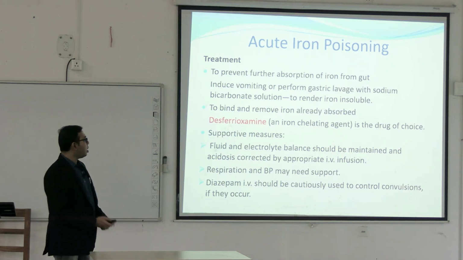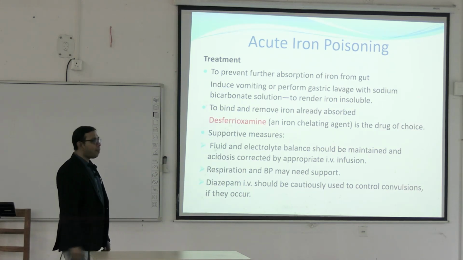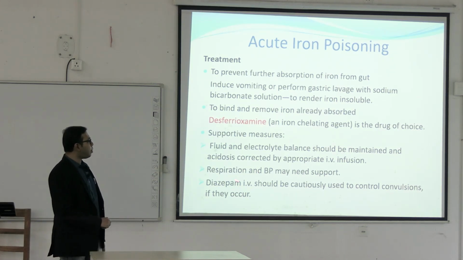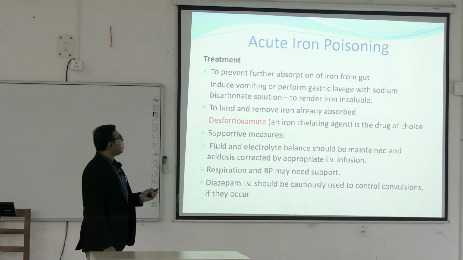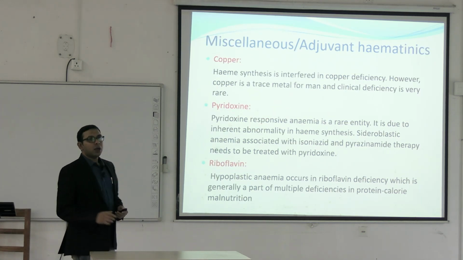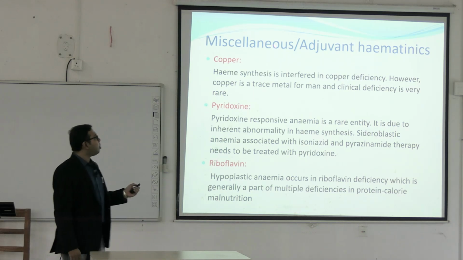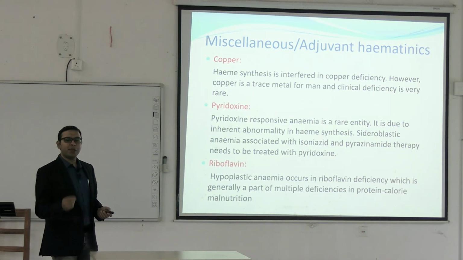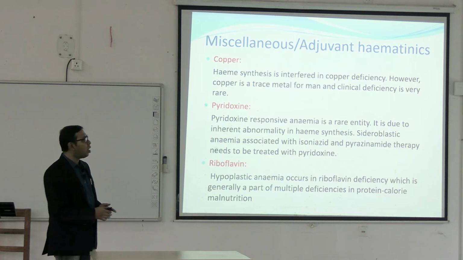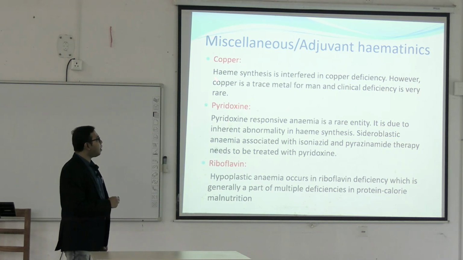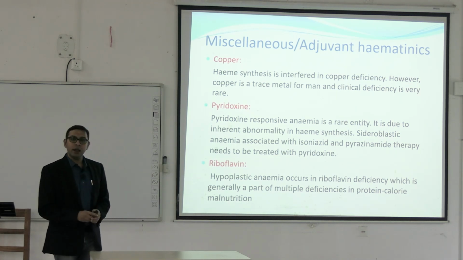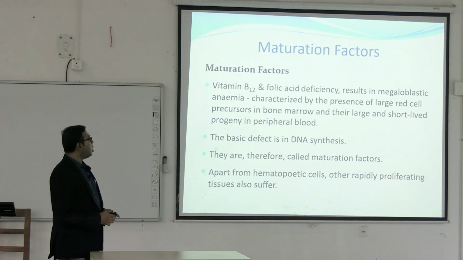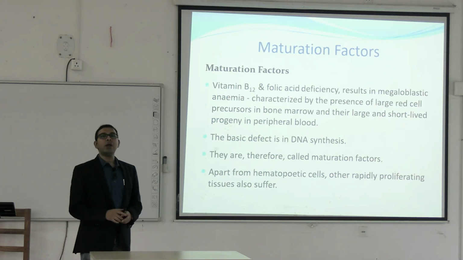So this is clear. Apart from this, fluid and electrolyte balance should be maintained, with respiration and blood pressure support, and diazepam IV, etc. to be given. So this is the acute iron poisoning. Apart from iron, there are some adjuvant hematinics like copper, pyridoxine and riboflavin. Some deficiency may happen, details are not required, but remember that replenishment of these can also be needed in some cases. Next, starting with the maturation factors.